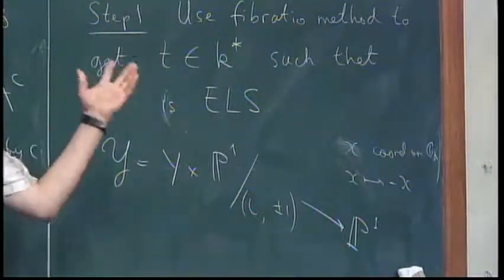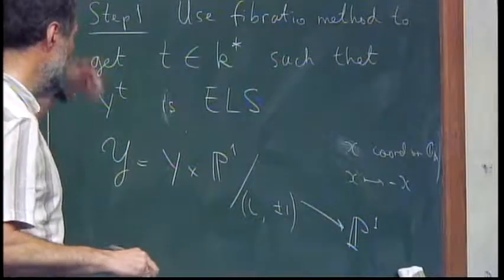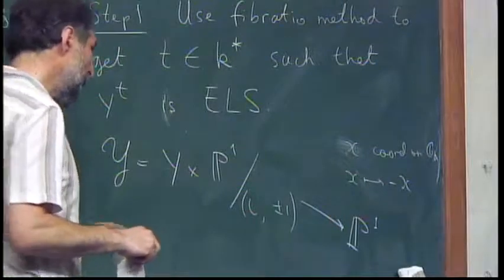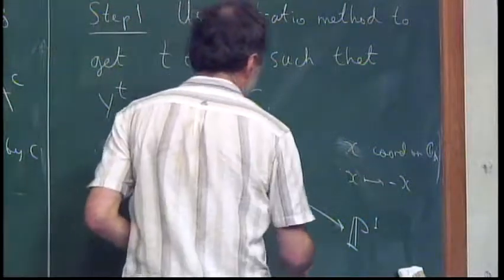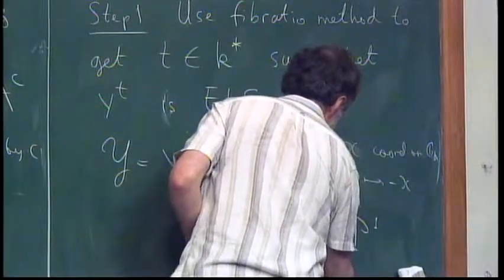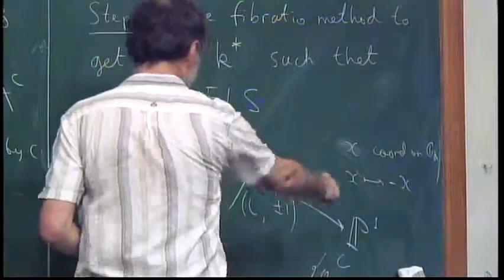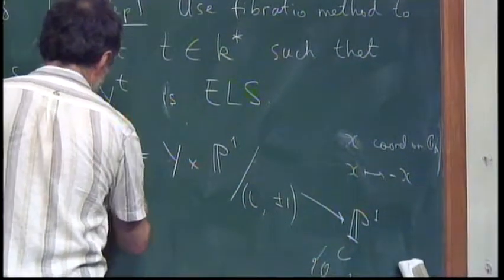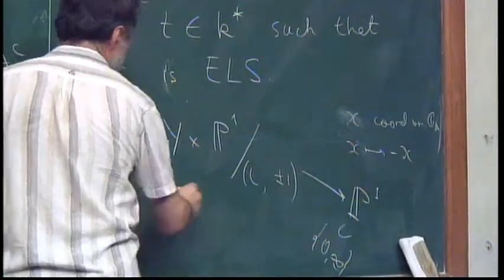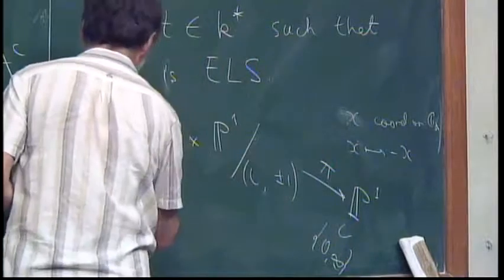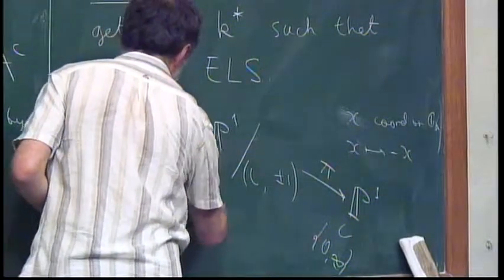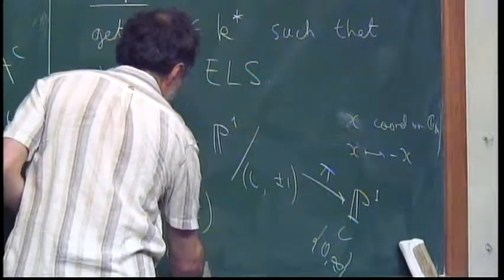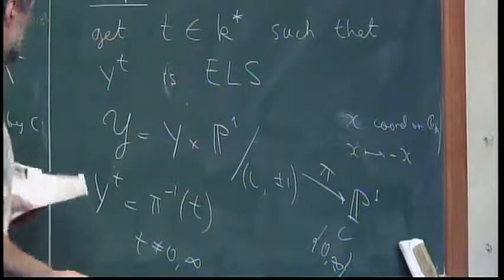So it's like an isotrivial kind of thing, which after a finite extension of the base splits into a product. But anyway, the point is that away from 0 and infinity, the fibers of this map are precisely quadratic twists of Y. So if I call this pi, then if t is not equal to 0 or infinity, the fibers of this map are precisely quadratic twists.